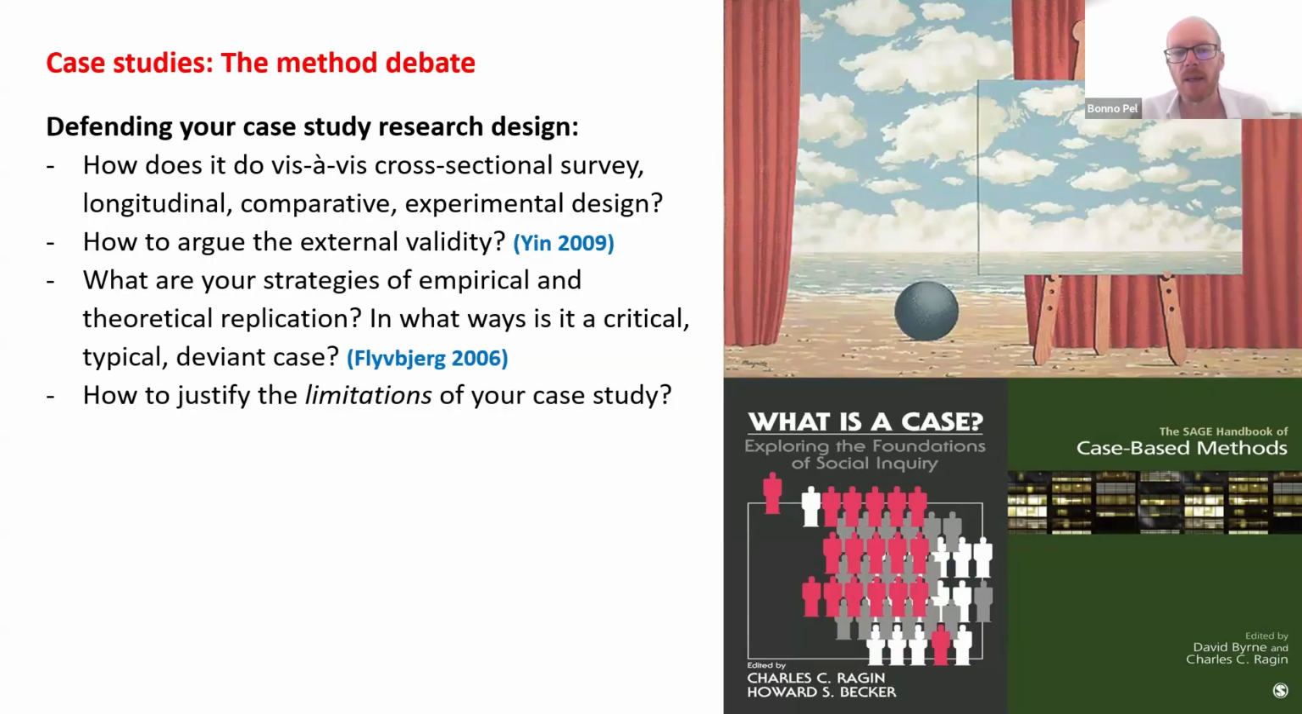Nice paper also by Ben Flyvbjerg. What are precisely the strategies of replication here? Is it empirical, theoretical? How do you do that? And indeed, how do you justify the limitations? That is one that I do not like a lot. I really try to get out of that. The thing is, justifying the limitations is just a very defensive mindset.